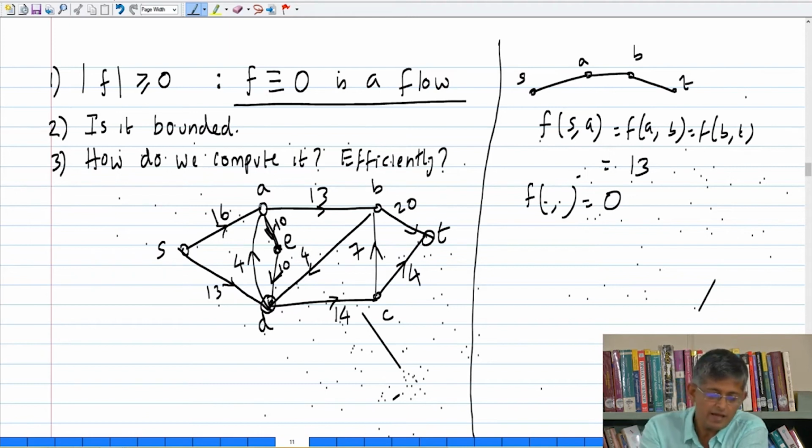So you look at A, right? The edge that comes in from S to A has been allocated a flow of 13. The edge going from A to B has been allocated a flow of 13. So it is conserved at A. The same is conserved at B. Fine. So therefore, we have a non-trivial flow. What is the value of this flow?